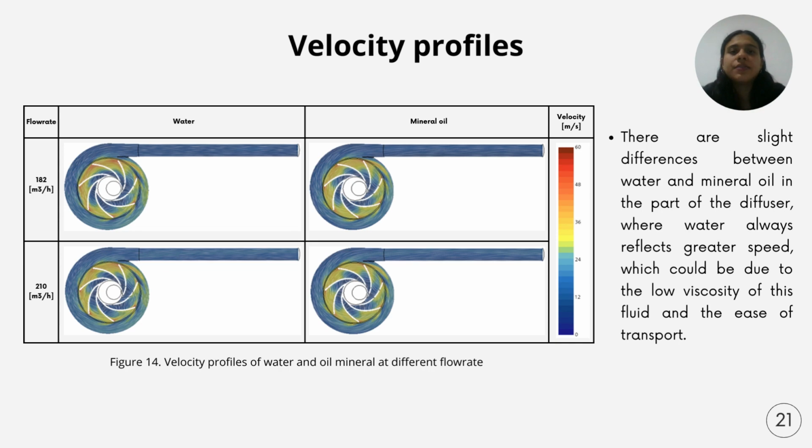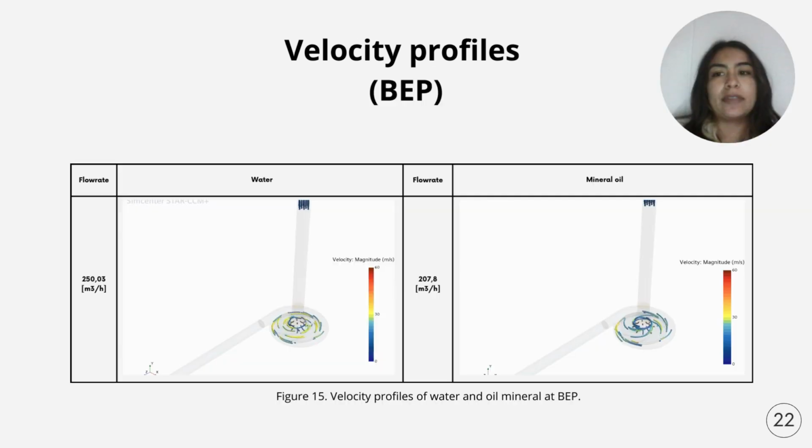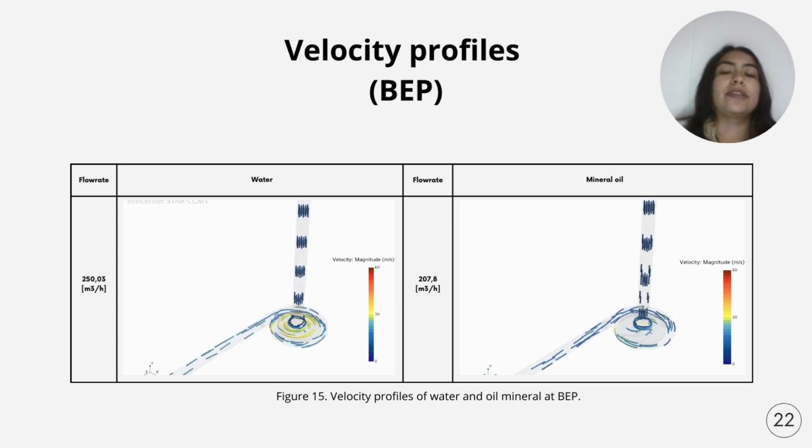There are slight differences between water and mineral oil in the part of the diffuser, where water always reflects greater speed, which could be due to the low viscosity of this fluid and the ease of transport. In the velocity profile SVEP, a notable change can be primarily observed in the impeller. However, the inlet and outlet velocities remain quite similar for both fluids.